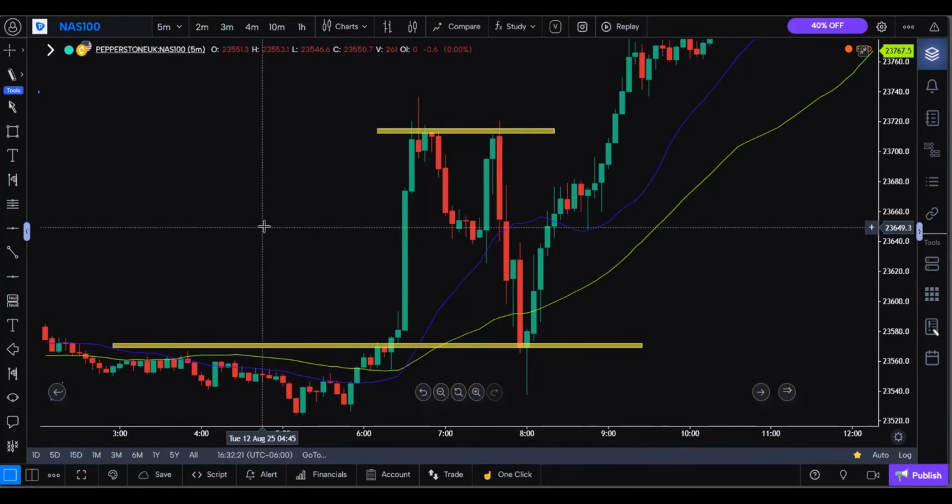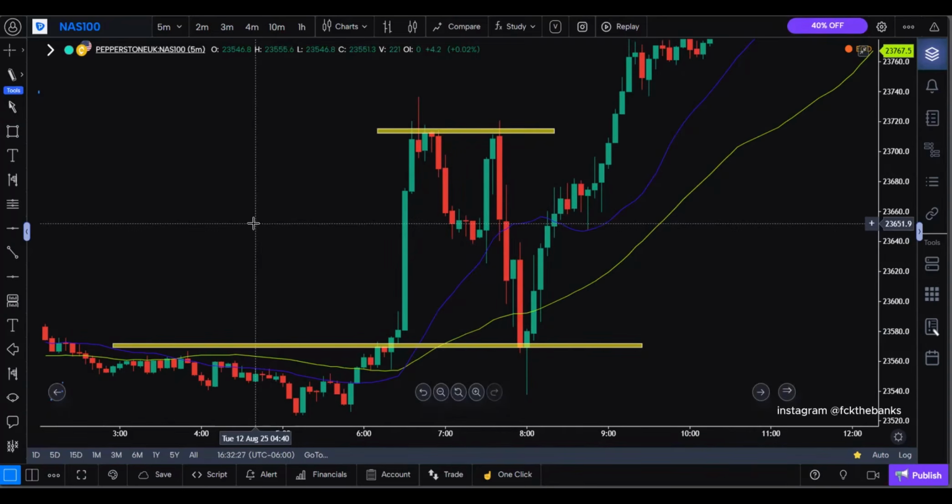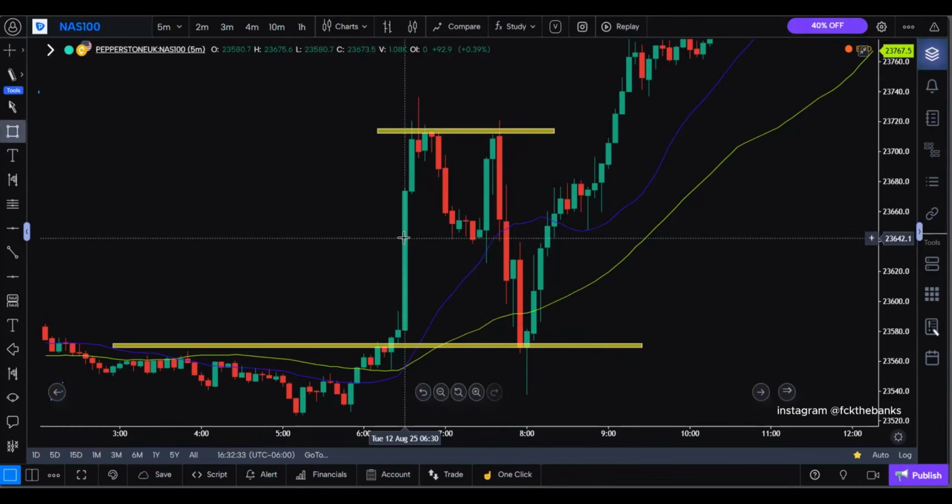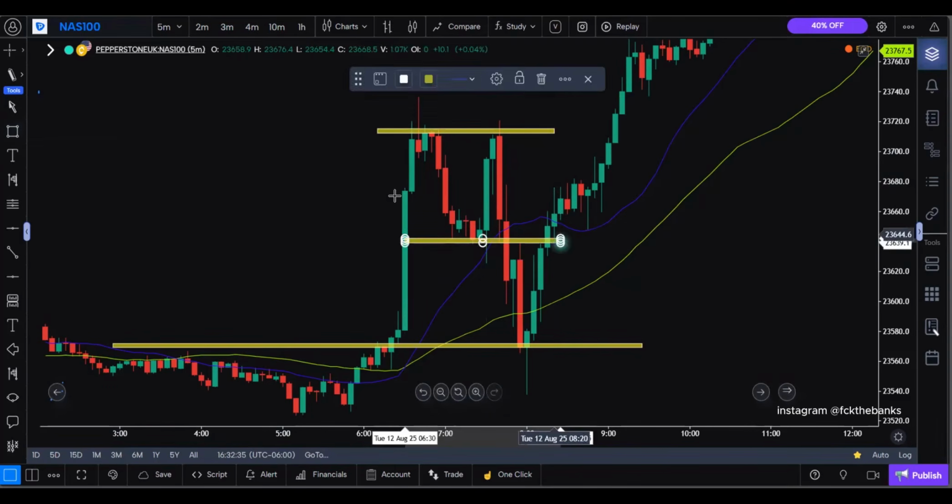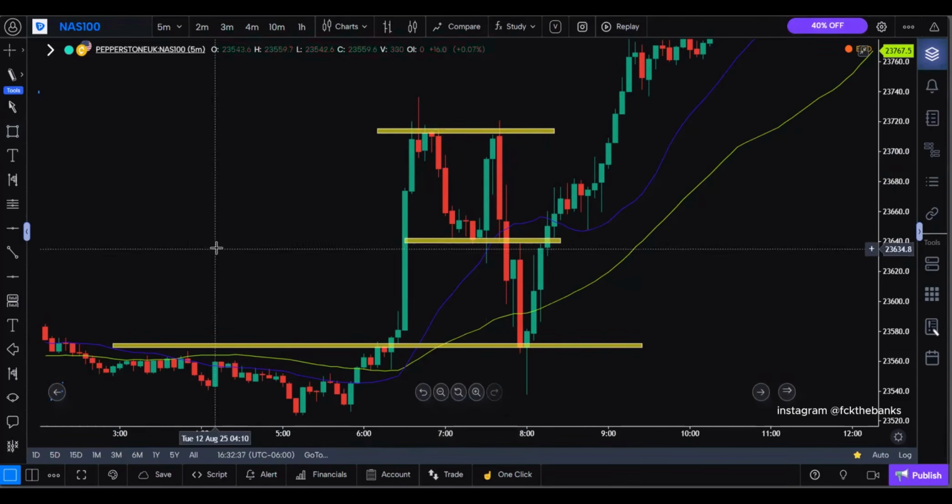Okay, guys, so currently we are looking at NASDAQ 5-minute chart. After you finish identifying your main levels, then we go to the lower time frame. Let me just explain quickly how I did that. Very, very simple, guys. As you can see here, we had a reaction. So here we mark this resistance level.